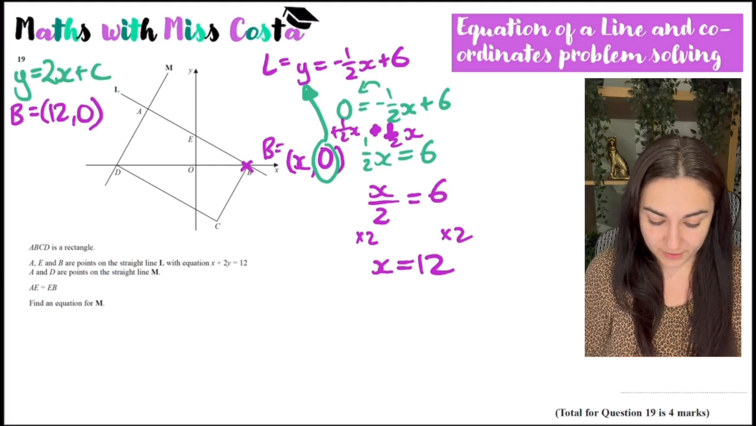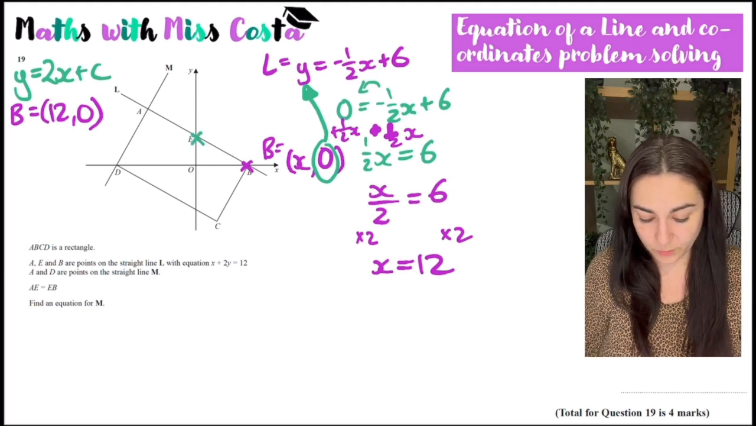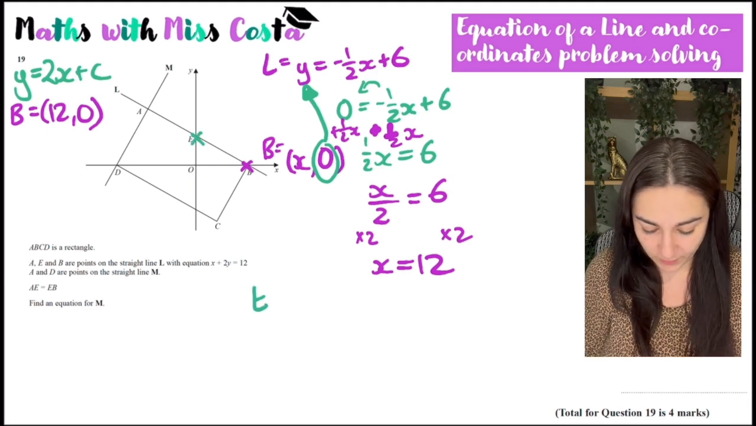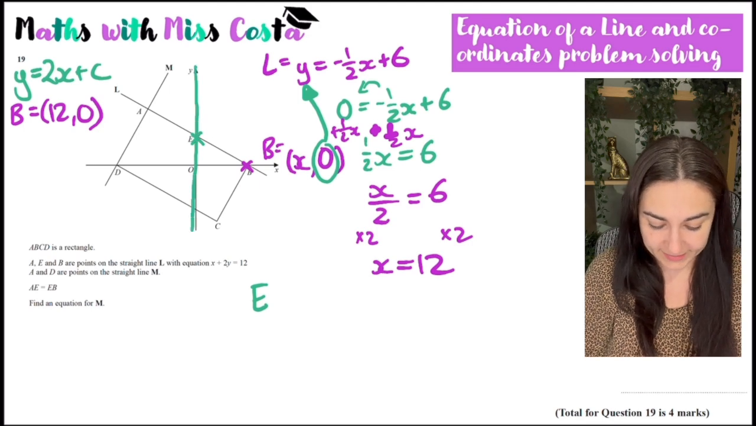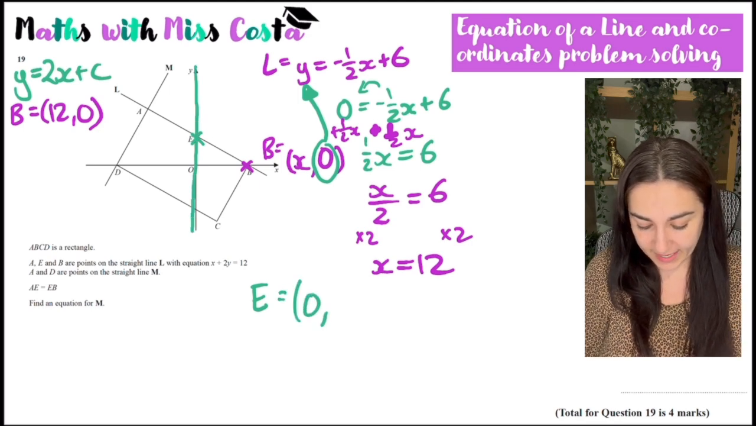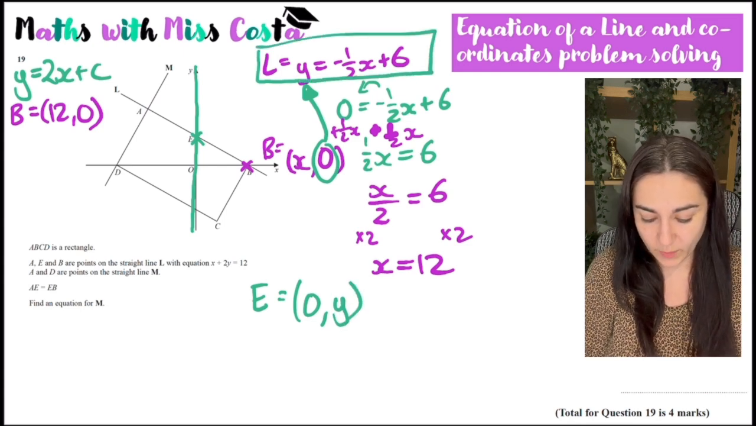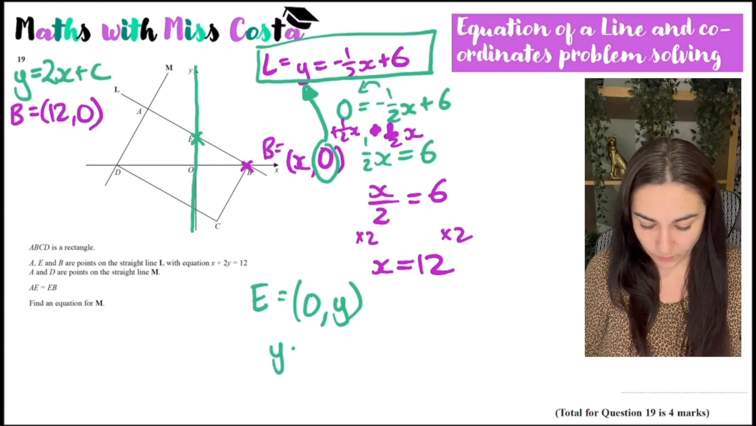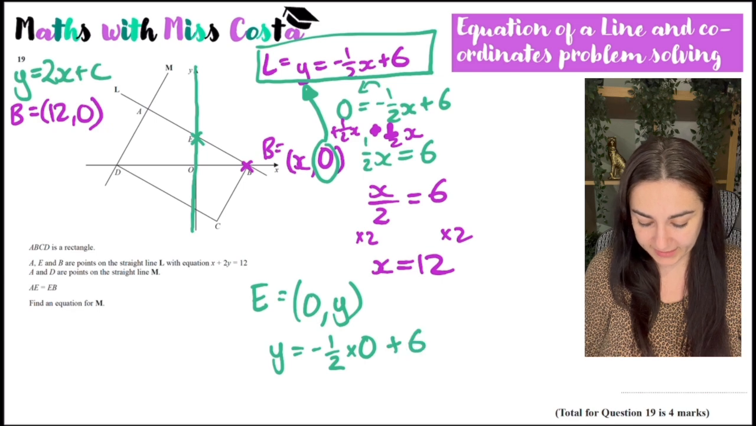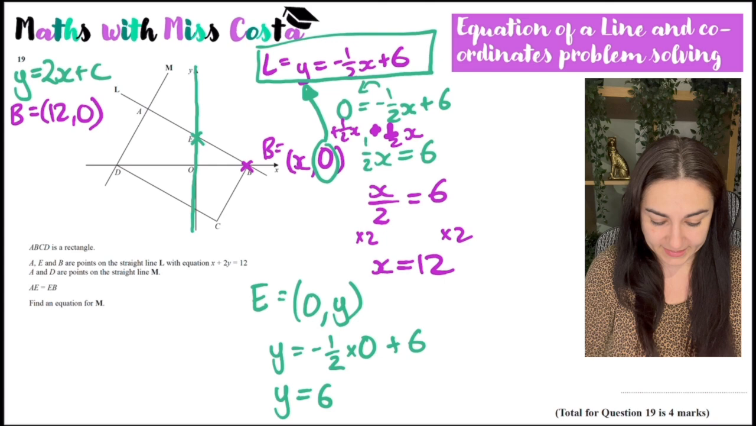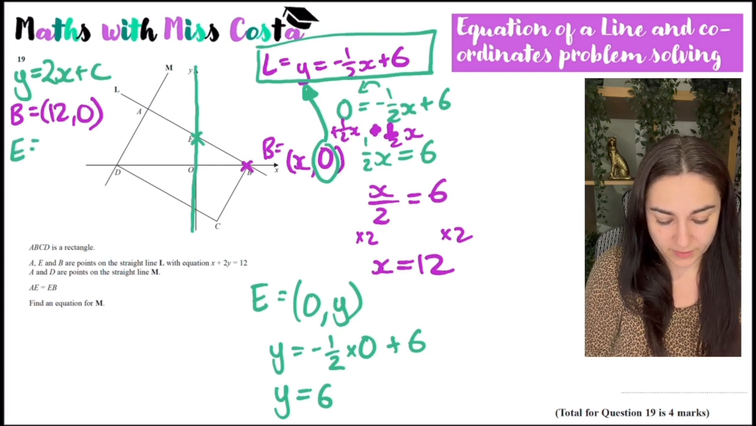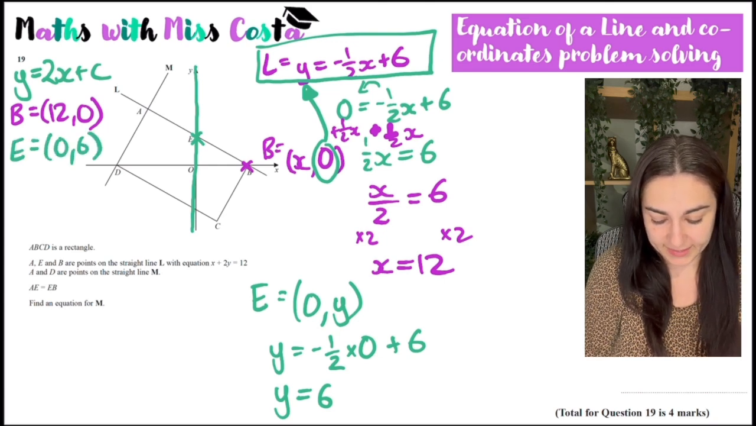I then also know that I can work out this coordinate over here, because that is where the line crosses the y-axis. So that means that x is going to be 0, and I can find out the y coordinate. Once again, I substitute into the equation of the line. So I know that y is going to equal minus a half times 0 plus 6. Anything times 0 is 0, so therefore y must equal 6. So the coordinate of E is 0, 6.